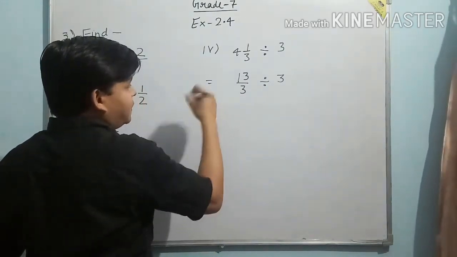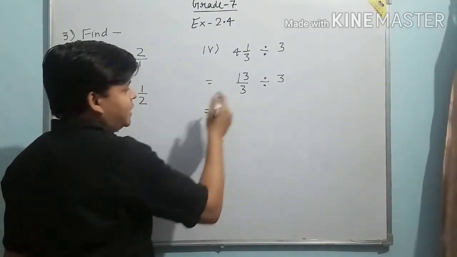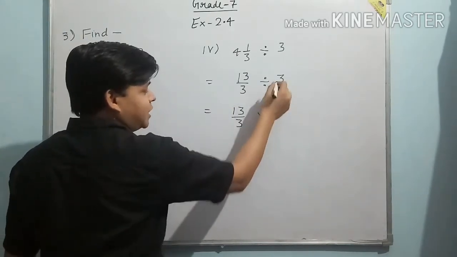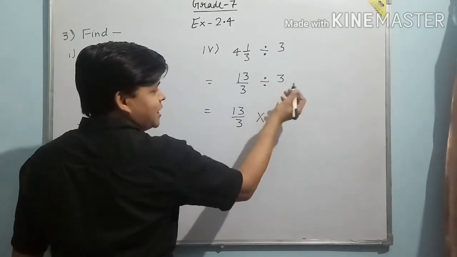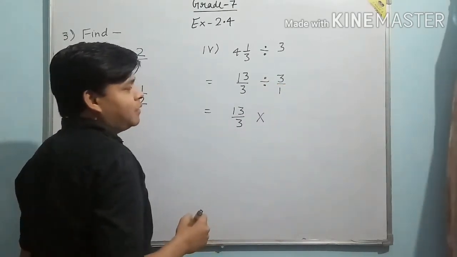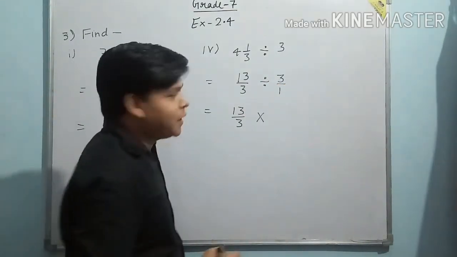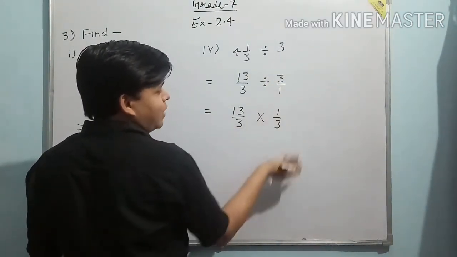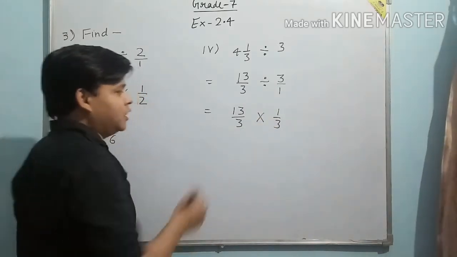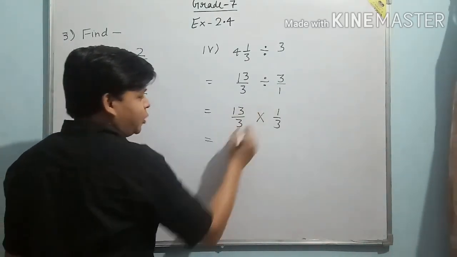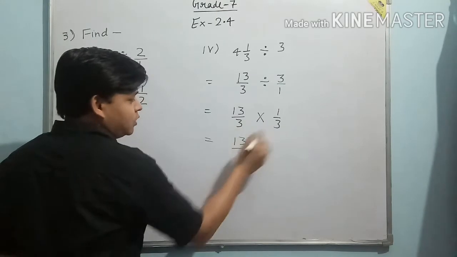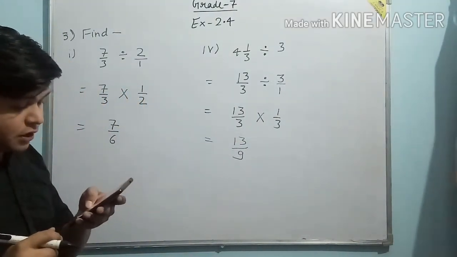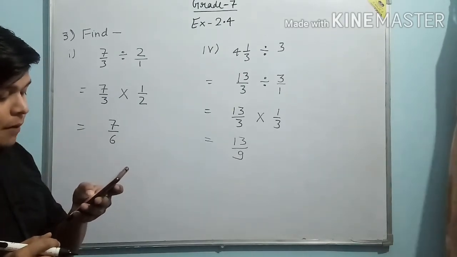Now let's start the rule which we are following till now. The first number as it is, divide will become multiply, and 3 you will write as 3 upon 1, as I told you that if we don't have a number, you consider 1 in the denominator. So 3 upon 1 will become 1 upon 3. Now just multiply 13 into 1 is 13, and 3 into 3 is 9. So this is the answer for the fourth part. In this way you can solve the remaining parts.